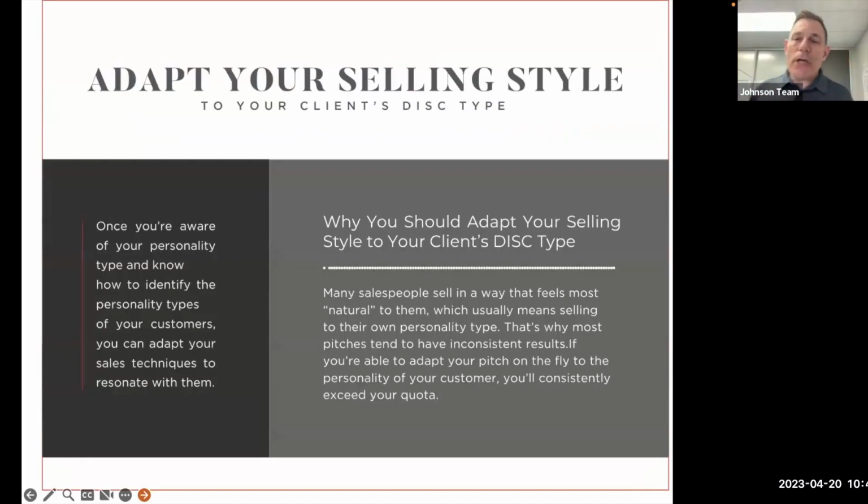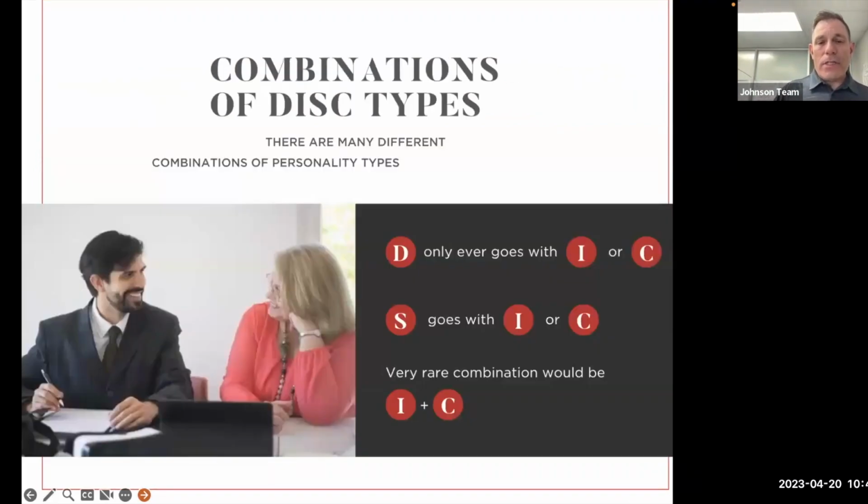So, adapting your style. I'm going to go through some different styles or combinations that are more common. What you'll see is I'm a 99D and a 99I. I lead with my I because I care more about people than their outcome, unless I'm angry, and my I goes down and my D comes up because then I want outcomes. So D's want results. I's want to help people.